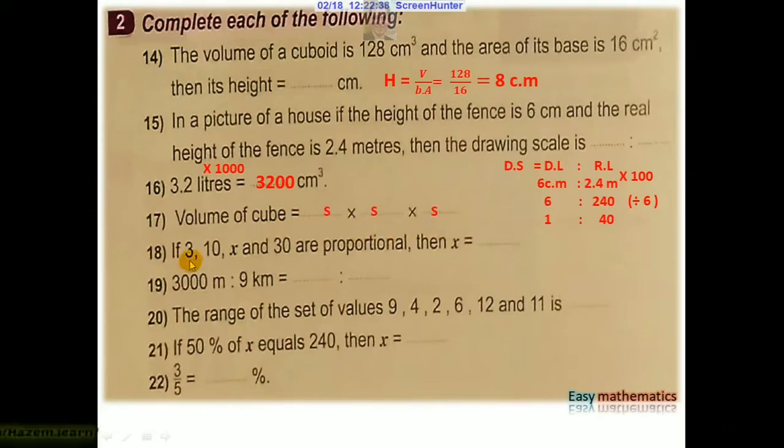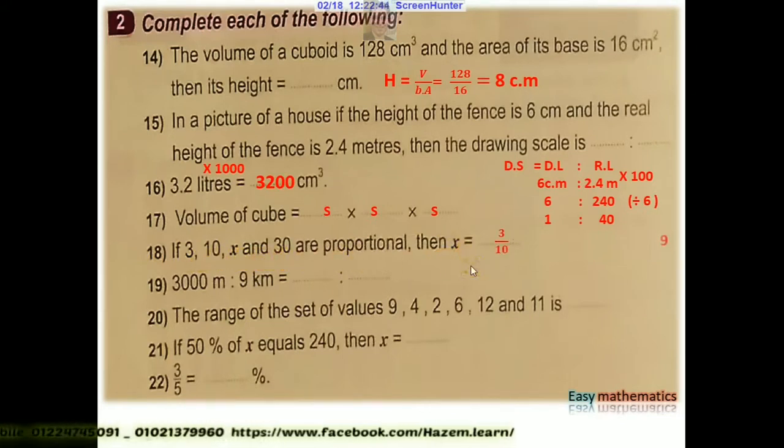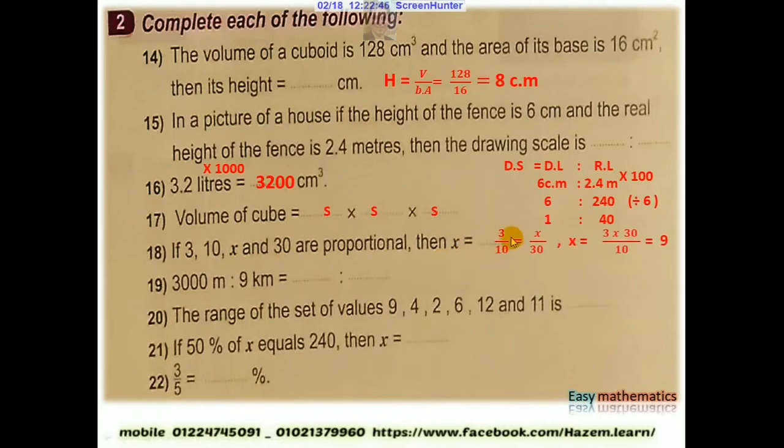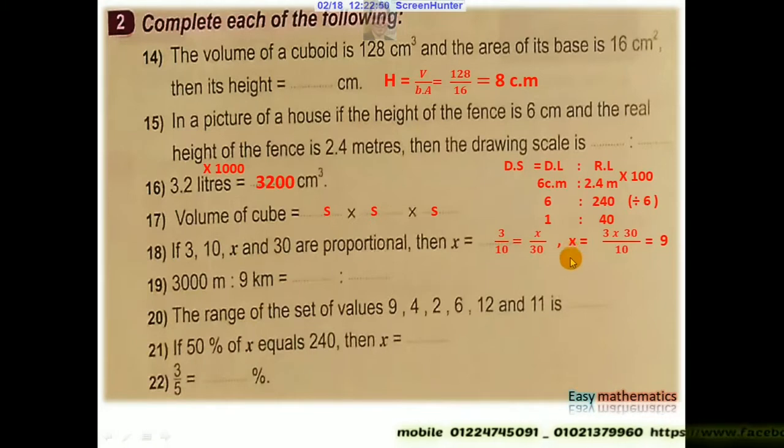Number 18. 3, 10, x and 30 are proportional. How to find the value of x? We must solve like that: 3 over 10 equals x over 30, and x finally equals 3 times 30 over 10. It will be equal 9.